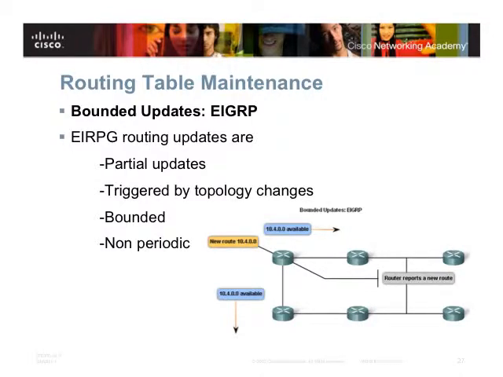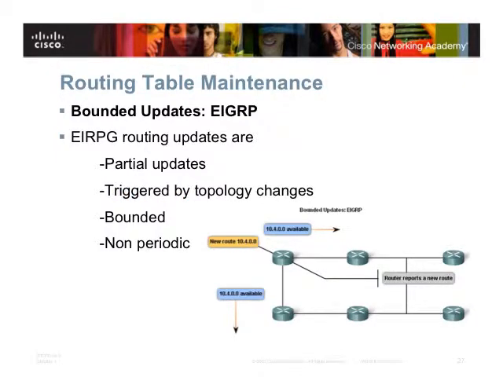So this one uses triggered updates. Once the convergence is attained, then you stop sending updates and wait for any network topology change to happen. So that's what we call triggered updates. Triggered by a network change or topology change. Okay? So that's one.